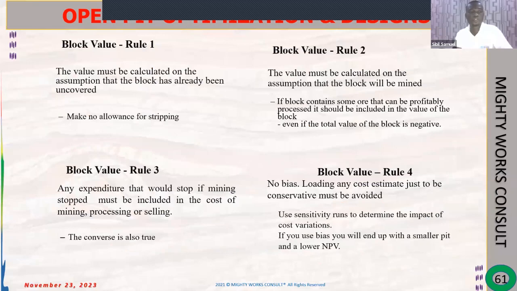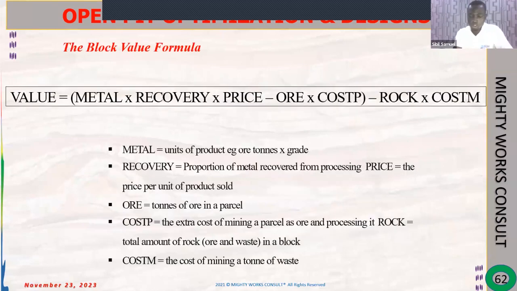These are the rules involved. One, the value must be calculated on the assumption that the block has already been uncovered. Two, you also have to assume that the block will be mined. Number three, there must be an assumption that any expenditure that stops if mining stops should be included. The same for processing and selling. And rule number four is that you shouldn't be biased. So the whole thing about the block value formula is there.